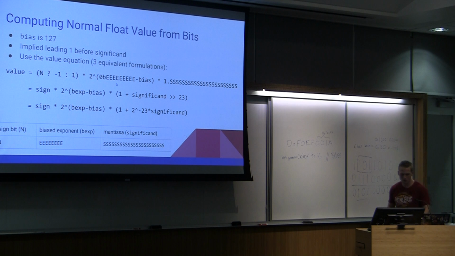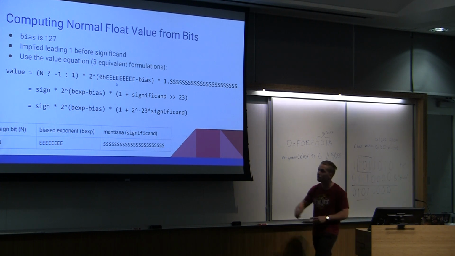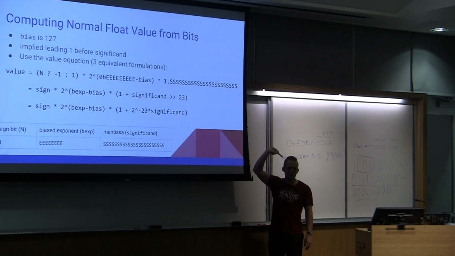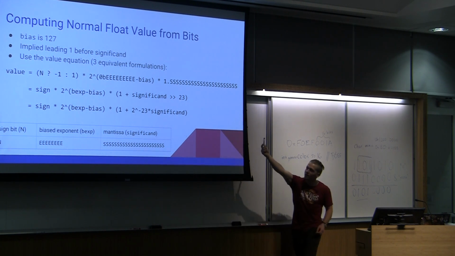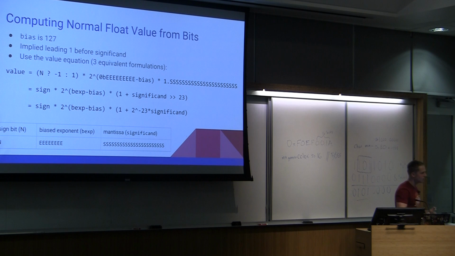And then the traditional way you commonly see this written is that you have 1.SSSSS, where the S are the bits in the significand. This way of writing it shows intuitively what it means. It's like all the significand follows the decimal point. Yeah? How did you calculate the bias?